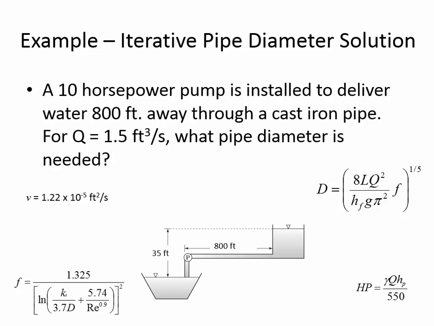I could write HL, but in this case there's no local losses, there's only friction losses, so I'm just going to put the HF in there directly. So let's take a look at what the conditions are at location 1 and at location 2. If it's a tank that's open to the atmosphere, then the pressure of the water at the surface is the same as the atmospheric pressure.